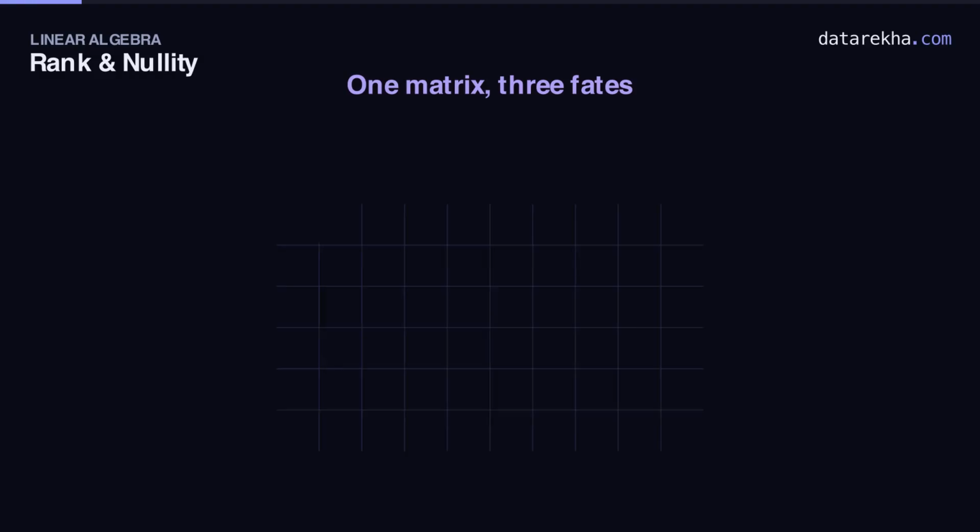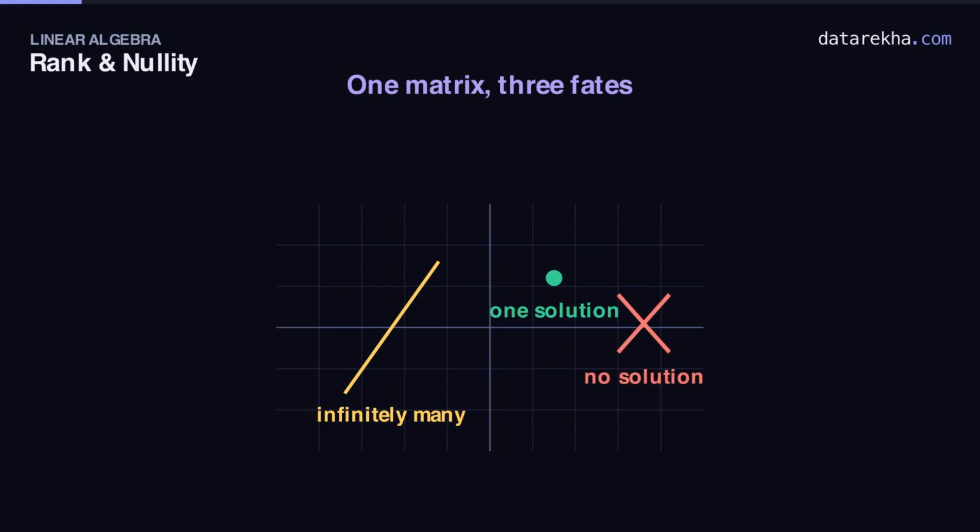Every system of linear equations you'll ever meet. Hand it to a matrix, and its solutions arrive in exactly one of three flavors. Picture the flat plane, and let a matrix be the machine that reshapes it. Sometimes the answer is a single point. Sometimes it's a whole line or plane of answers, infinitely many. And sometimes there's no answer at all.